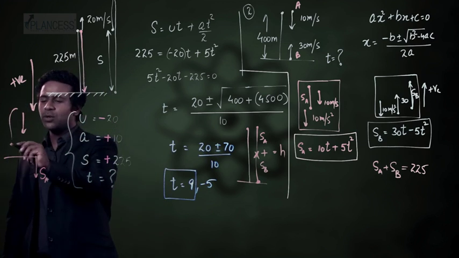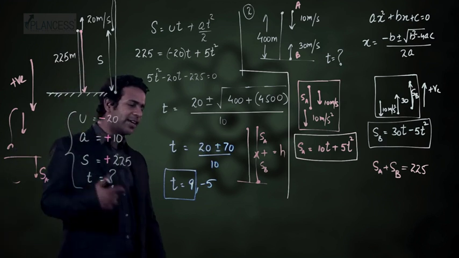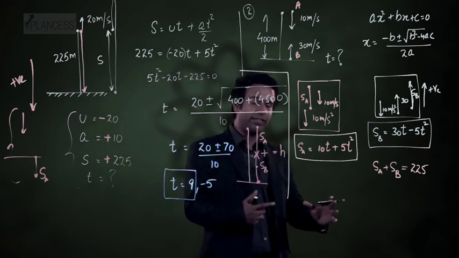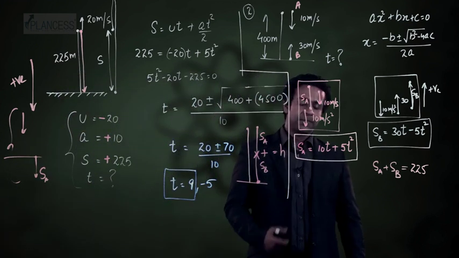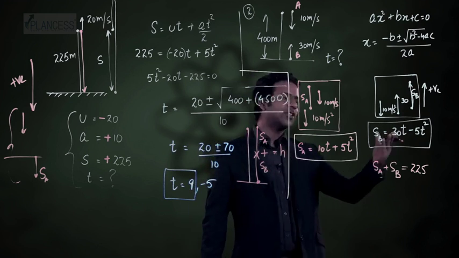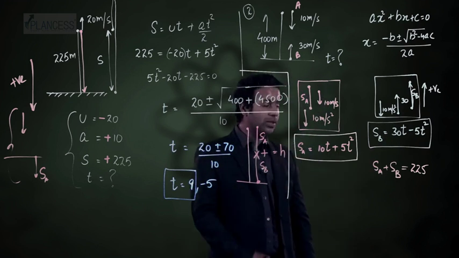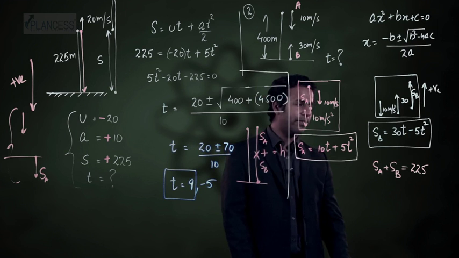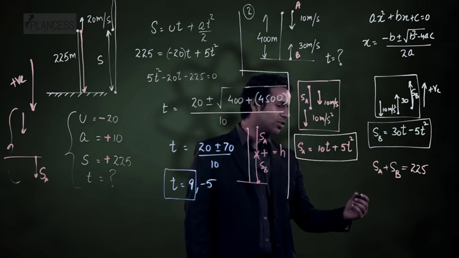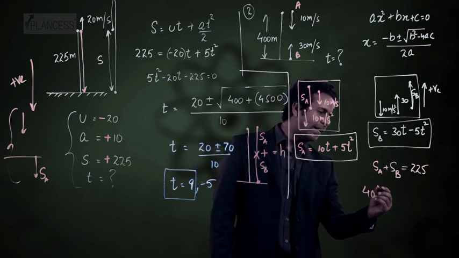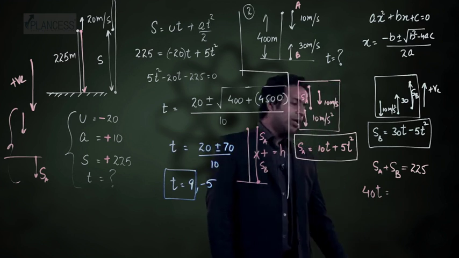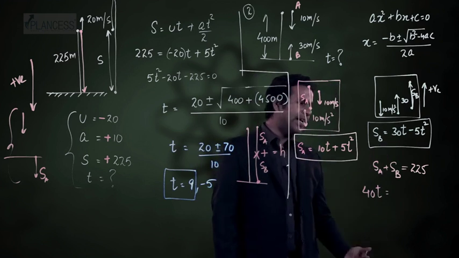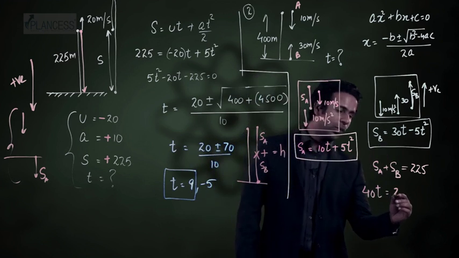I want you to think about this case by yourself. Let's finish solving this problem the way we are doing. Right. So, SA and SB are known, and we know that their sum is 225. So once you add these equations, you simply get 40t is equal to, 40t will give you 225.